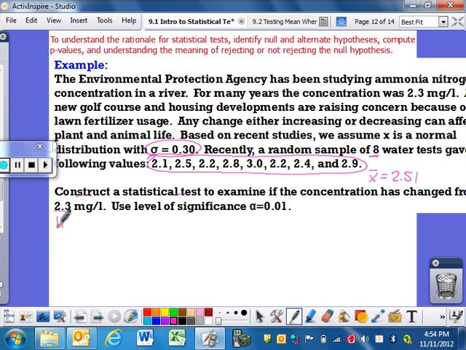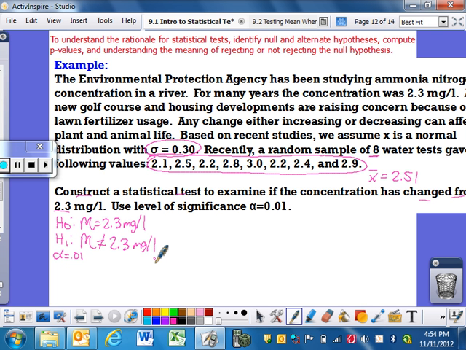Now remember, the 3 things you need: alternate, a null, okay, null, alternate, and then your alpha. Well, the alpha is 0.01 this time. They are claiming that historically it was 2.3 milligrams per liter, and we are looking to see if it has changed from that. It doesn't say lower than, less than, higher than, or greater than, which means my alternate is just different from that value. That's my alternate.